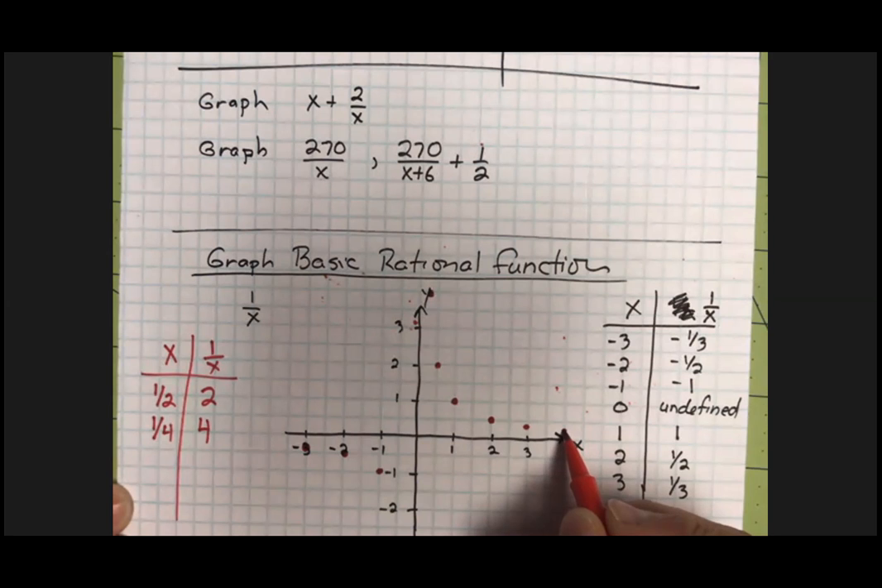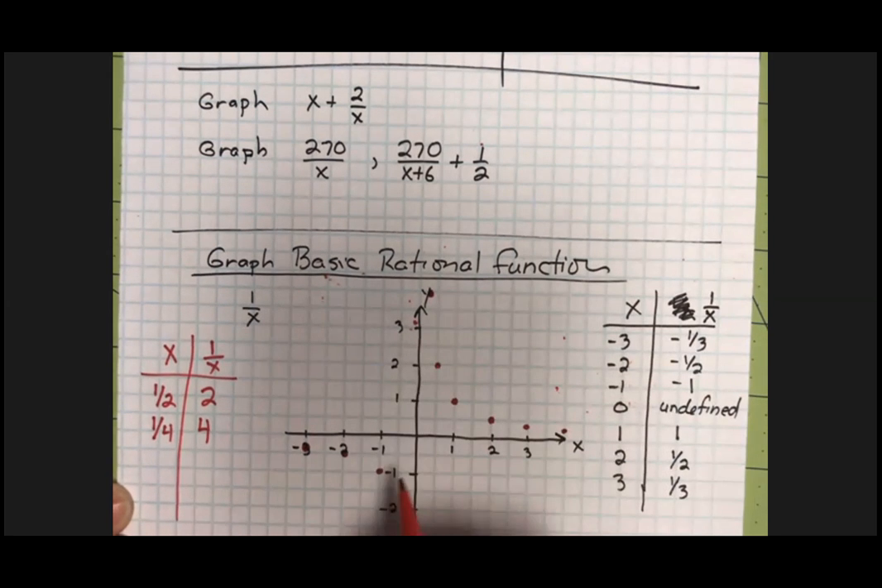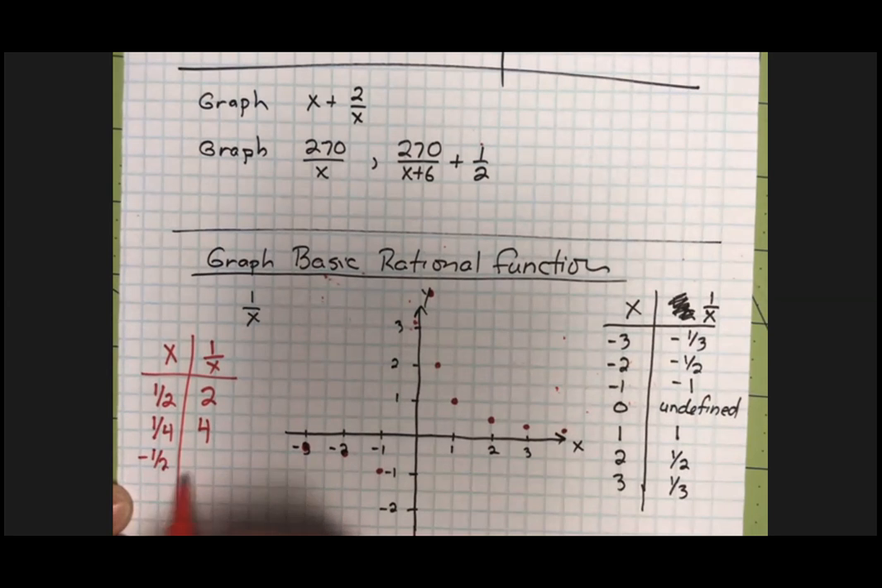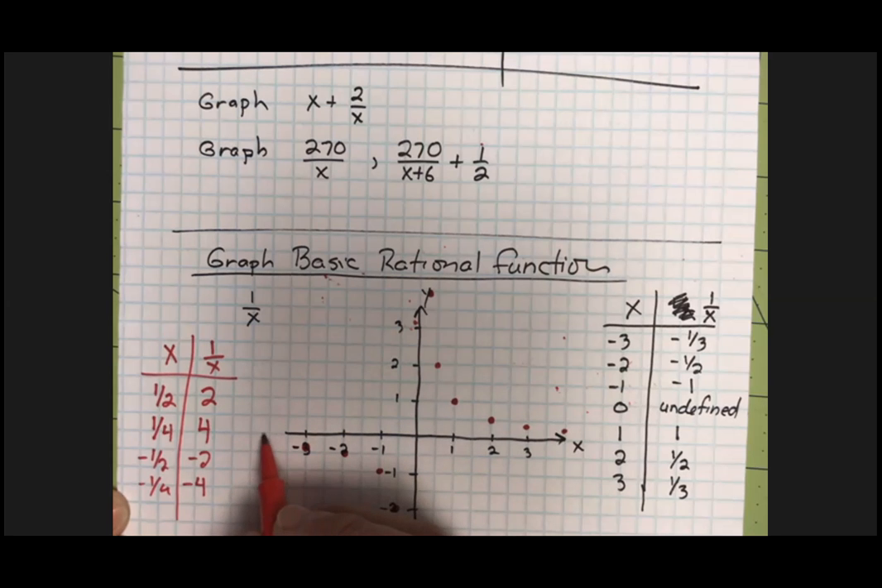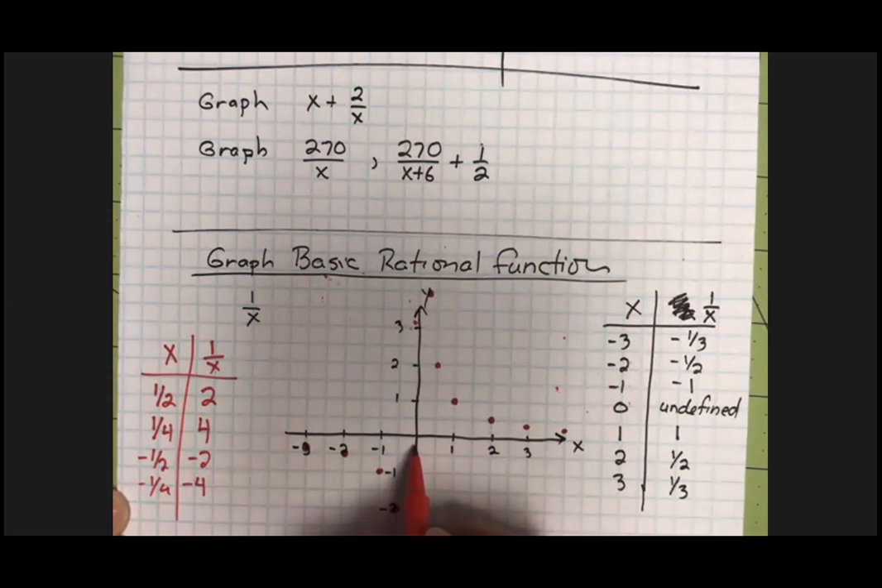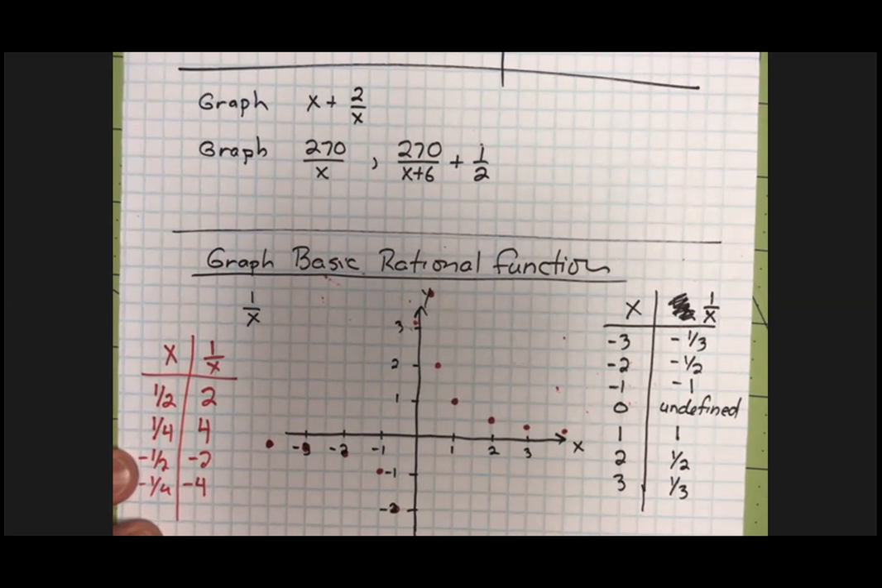4, give me a 1/4 right here. I can also put in -1/2 and get -2, -1/4 and get -4. So that'll give me these points. At -1/2, -2. At -1/4, down here at -4. And -4, give me a -1/4. Put a dot right there. Okay, so my scale isn't beautiful, but I can adjust.